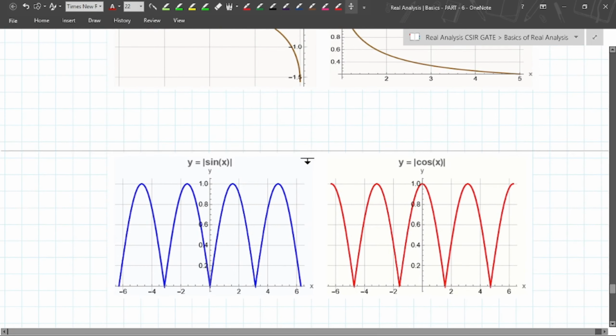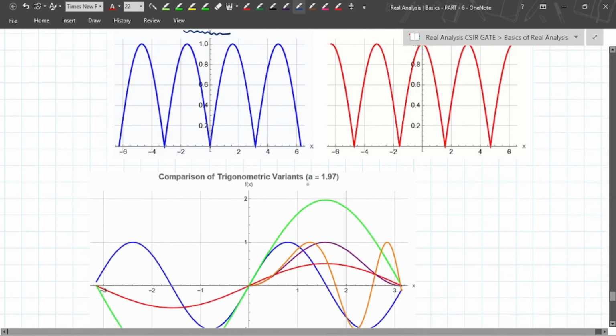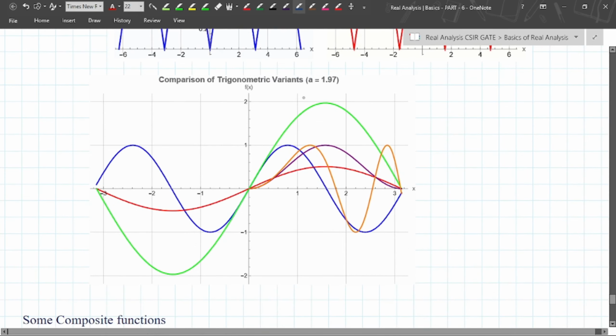So next one is mod. You can see mod of x taking positive values only, in the pattern of sine of x. Similarly for cos. And this is for different values of a in sine ax. If I take sine of ax, then it will look like this. Okay, sine ax, a sine x, sine x by a, then sine x to the power a. These are all the different graphs for that.